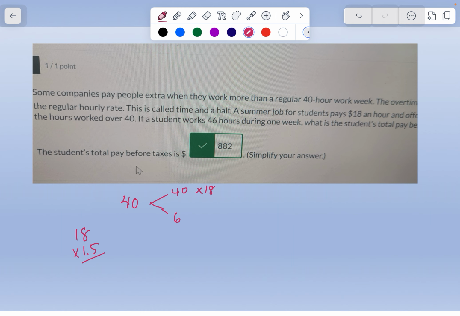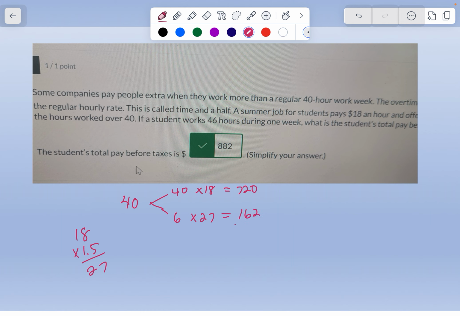Half of 18 is 9. 18 plus 9 is 27. But you can just do 18 times 1.5, get 27. So that would be times 27. 40 times 18 is 720. 6 times 27 is 162.